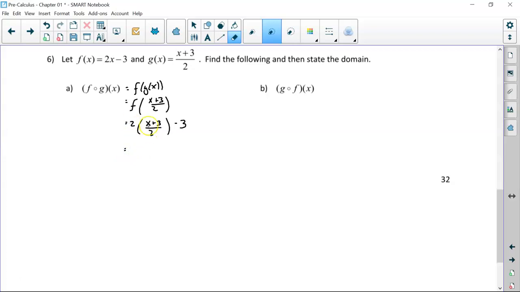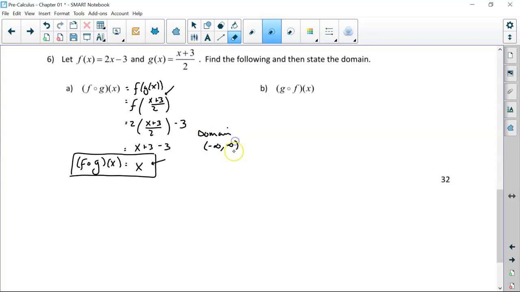Now you see the 2 on the outside and the 2 on the inside, one's in the numerator and the other in the denominator, they cancel out, so we're left with x plus 3 minus 3, which in the end we get x. So that's f of g of x. Looking at our domain, look at the inner function first, no restrictions. Look at the outer function, and there's no restrictions, so our domain is all real numbers, or in interval notation, negative infinity to positive infinity.